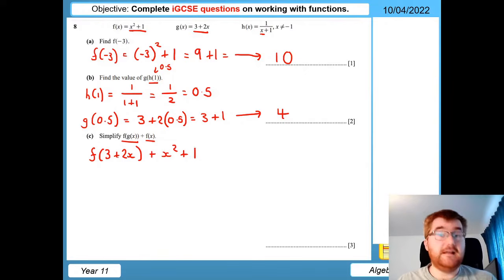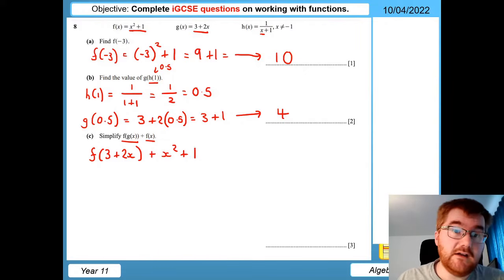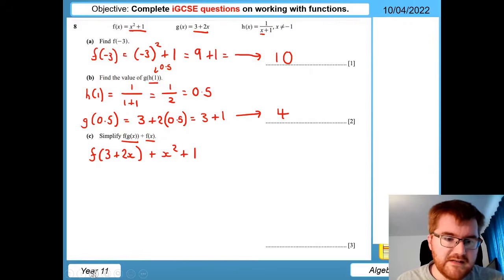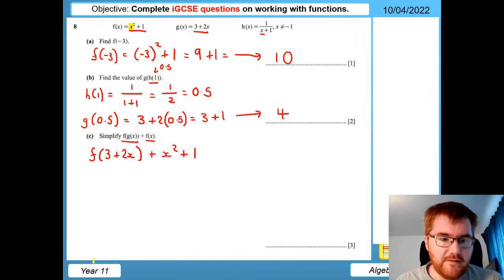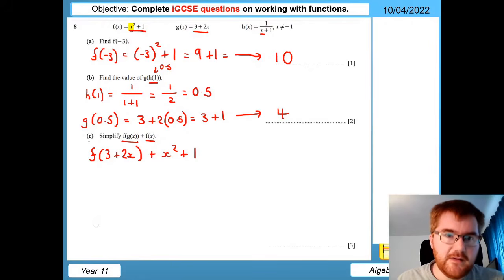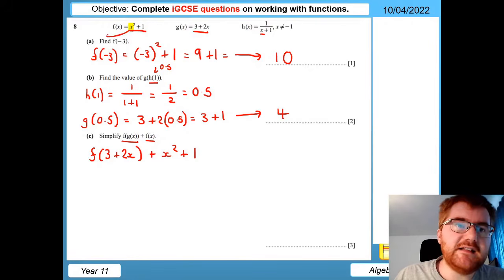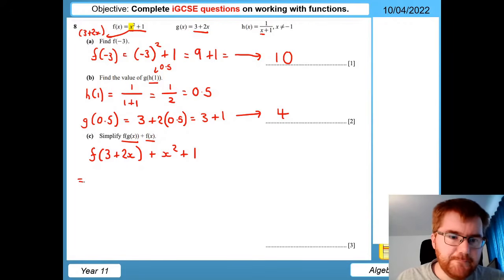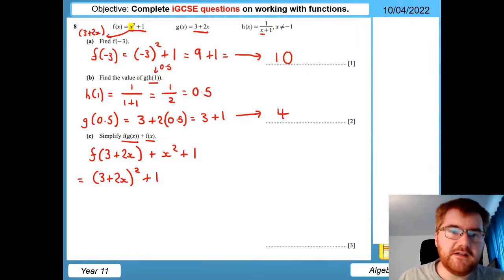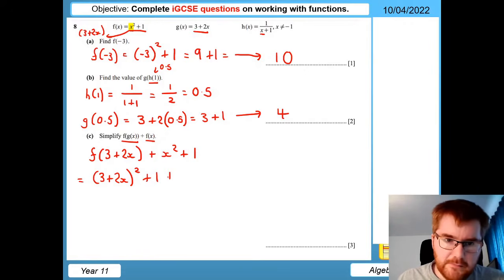And now we need to work out this composite function. So let's look at our f function. Wherever we see an x, we're going to replace that x with the 3 plus 2x. So I'm going to replace that with, in brackets, 3 plus 2x. So that gives us 3 plus 2x all squared plus 1, so don't forget the plus 1 here, and then we've got a plus x squared and a plus 1.